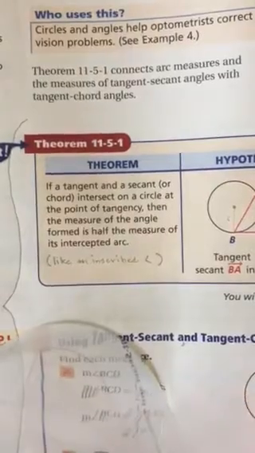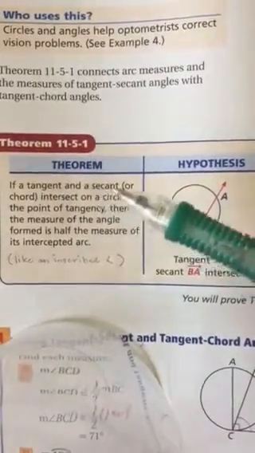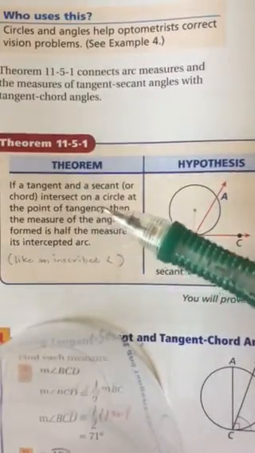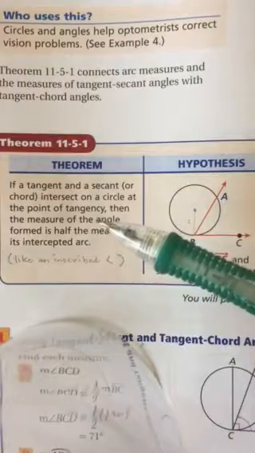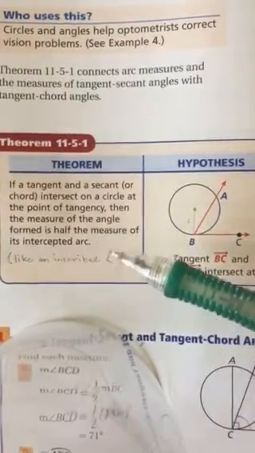Alright, so let's start by looking at theorem 11-5-1. What it says is, if a tangent and a secant, or a chord, it can be a secant or a chord, intersect on a circle at the point of tangency, then the measure of the angle formed is half the measure of the intercepted arc.